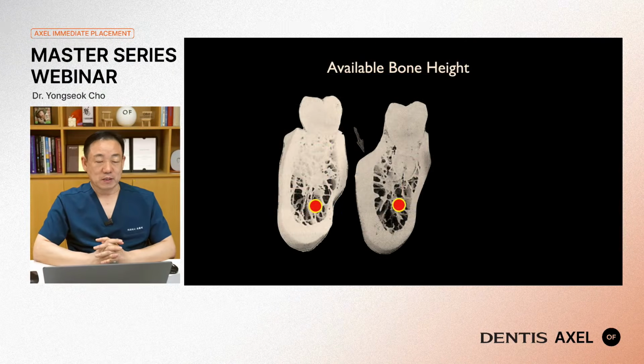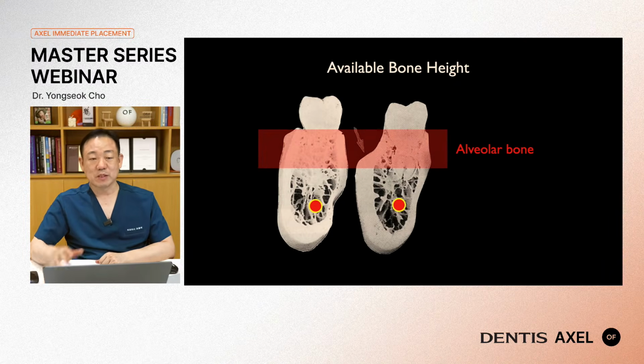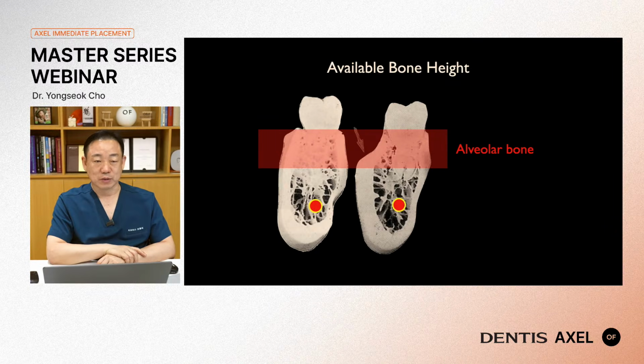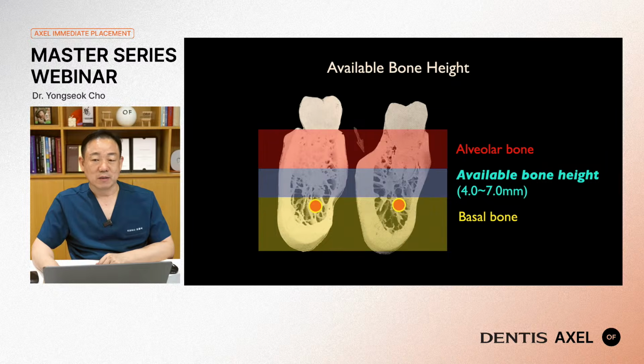Short implant, especially very short implant named extra short implant, is very useful when patient experienced severe alveolar bone resorption. This is alveolar bone, which hold a tooth root. And under the alveolar bone, we call basal bone. In the mandible, over the mandibular canal, there are available basal bone. And generally, the amount of available basal bone height is 4 to 7 millimeter.